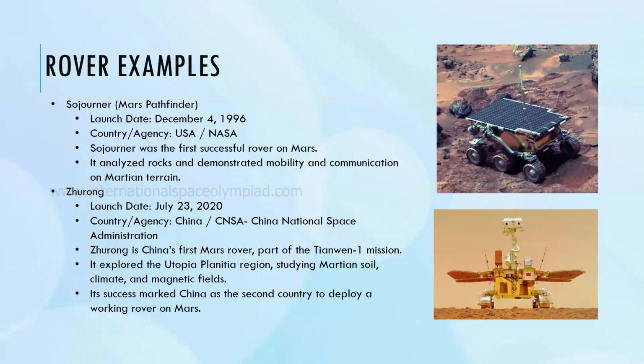Now, a rover example is Sojourner, part of the Pathfinder mission. So the mission name is Pathfinder, and Sojourner is the name of the vehicle. Then this one is Zhurong, maybe something like that. I don't know how to read it. It's Chinese. It is actually China's first working rover on Mars, in 2020, by CNSA, the Chinese space agency.